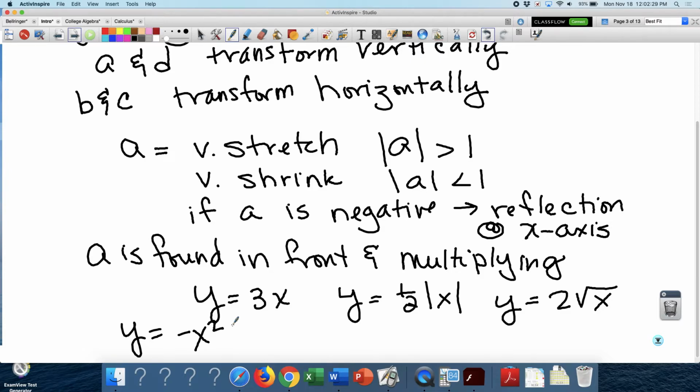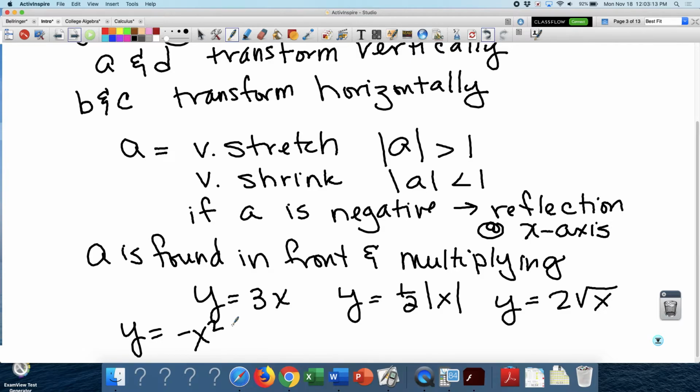Okay? So, what would this one be? It's positive. There's no negative. My normal function is y equals x, and 1 is my baseline. So is 3 greater than 1 or less than 1? So it's a vertical stretch by 3. The 1/2: 1 is my baseline. Is 1/2 greater or less? Less than. So you shrink it. It's a vertical shrink by 1/2.